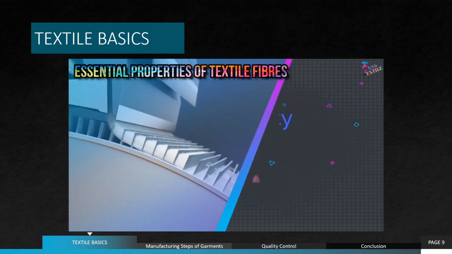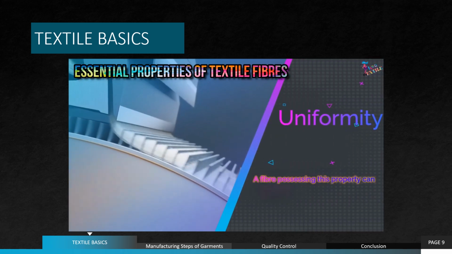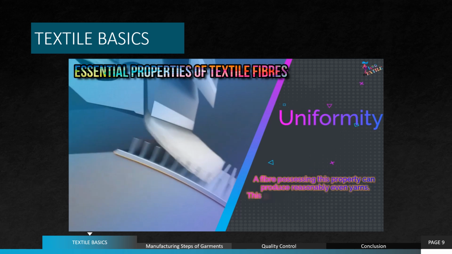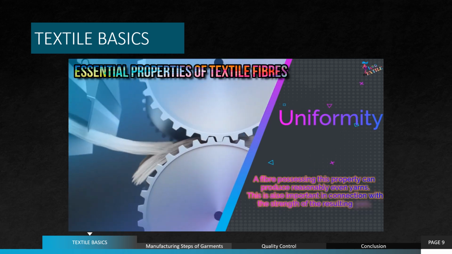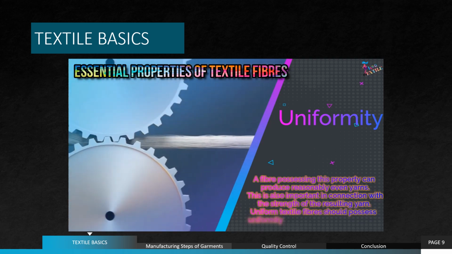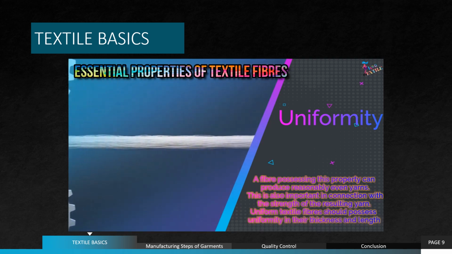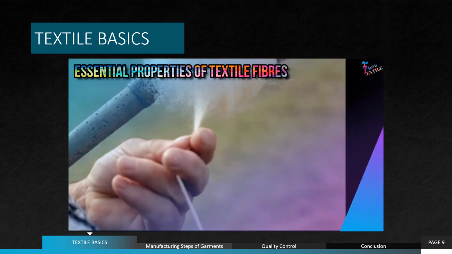Uniformity. A fiber possessing this property can produce reasonably even yarns. This is also important in connection with the strength of the resulting yarn. Uniform textile fibers should possess uniformity in their thickness and length.